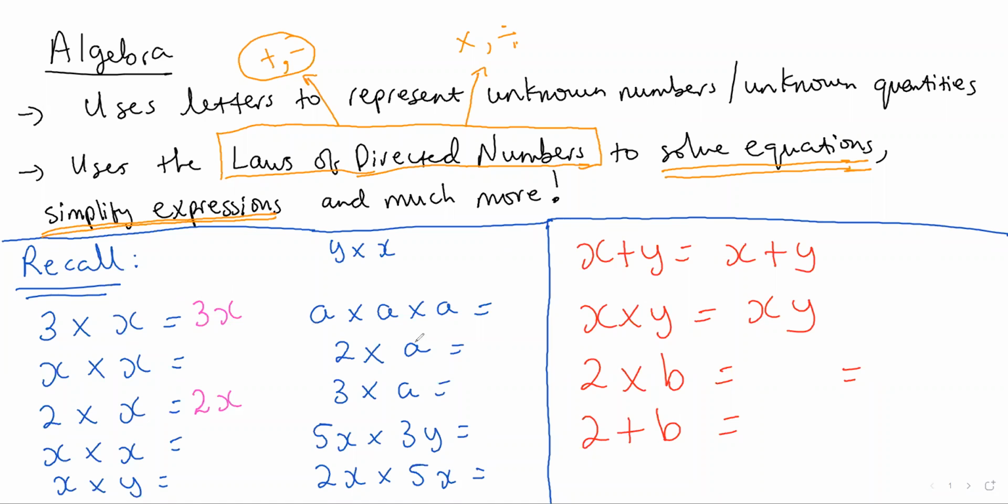Look over here. 2 multiplied by a is 2a. 3 multiplied by a is 3a. 2 multiplied by b is 2b. And when we multiply a number and a letter together, this is called an algebraic term. This is a term here.